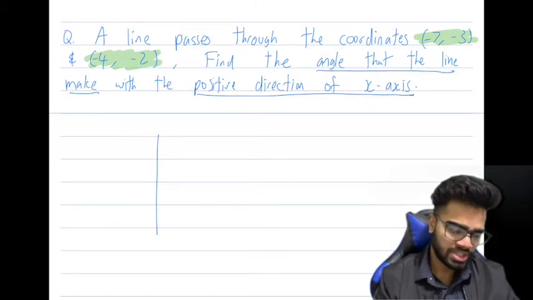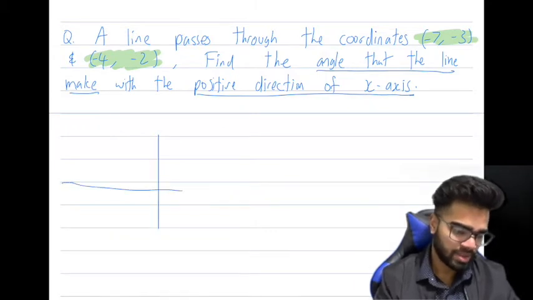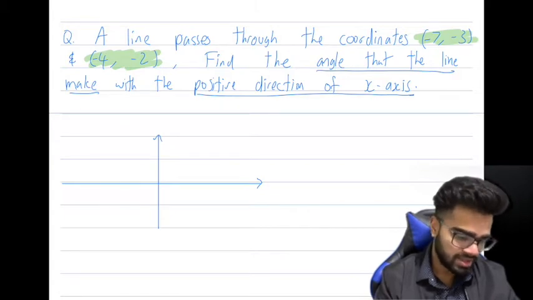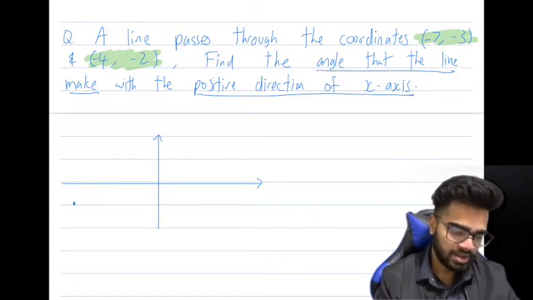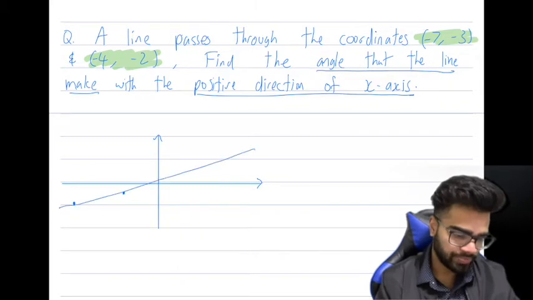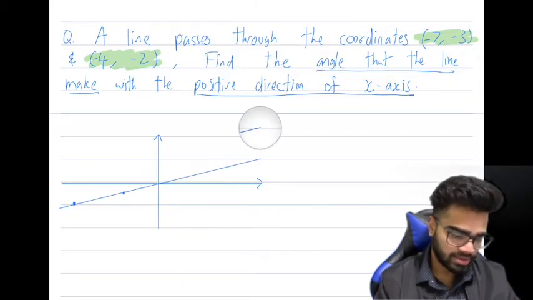So what I'm going to do is actually plot both of these coordinates out on my graph. So I'm going to draw axes. I'm going to plot both these coordinates out. (-7, -3) is roughly here. (-4, -2) is roughly there. Right? And they're saying that this line passes through both these coordinates like so. Let me try better. There, something like that.